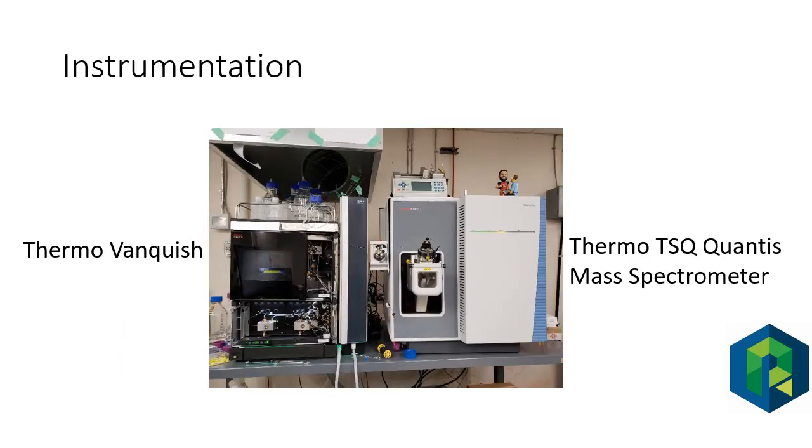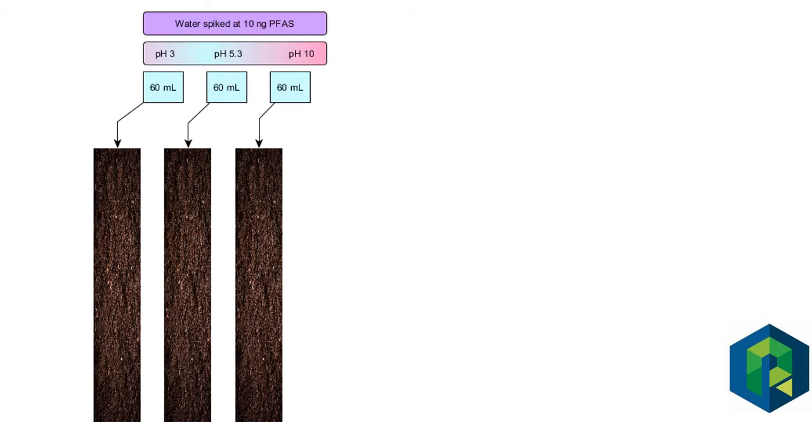Okay. And our analysis was done using a Thermo Vanquish LC coupled to a TSQ Quantis triple quad mass spectrometer. And now the experiments that we ran went like this. So we set up 3 soil columns, and we spiked each column with 10 nanograms of a variety of PFAS, so acids and sulfonates and you name it.